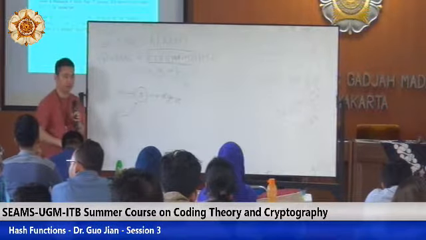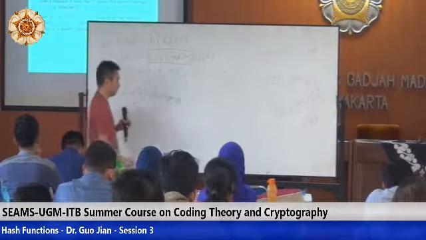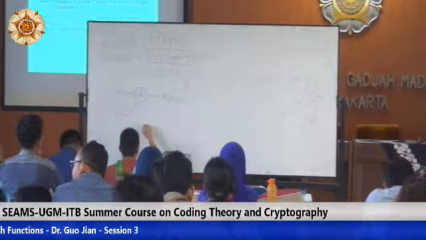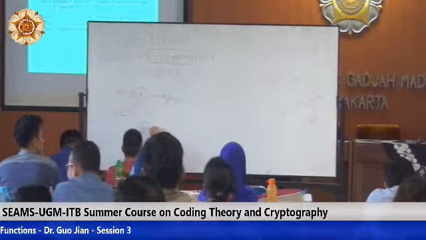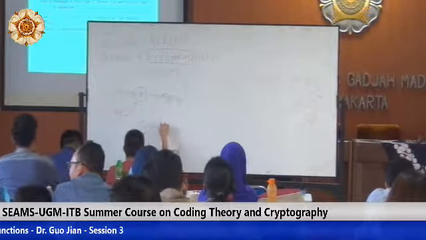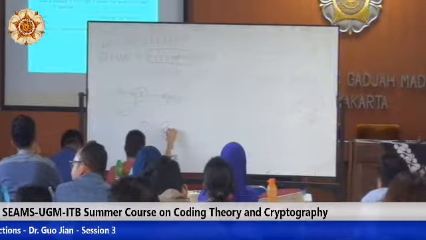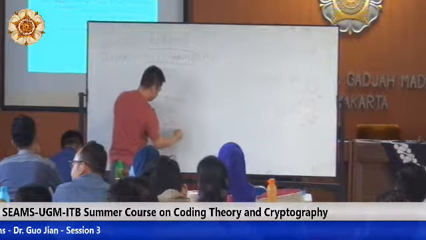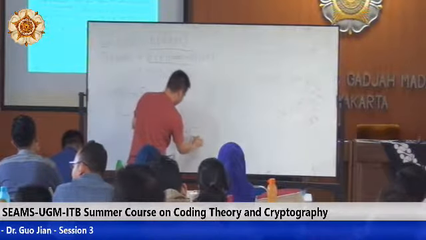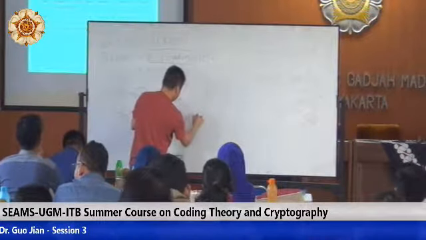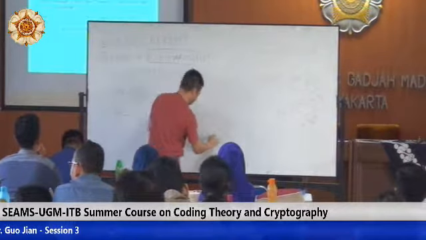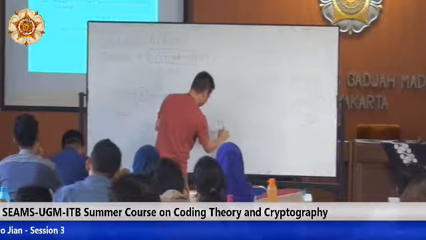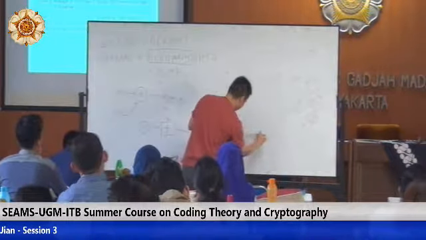However, for the Merkle-Damgard construction, since it follows this design: IV, compression function F, first block, compression function F, second block, compression function F, last block, and we have 2 to the k blocks.